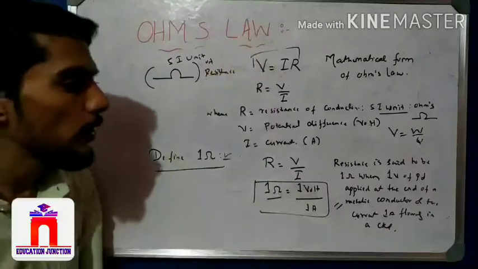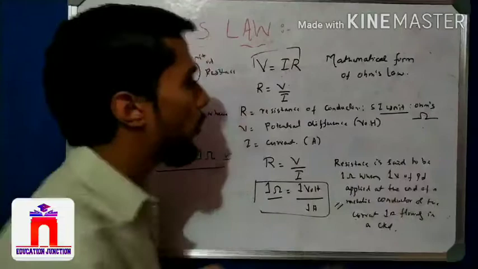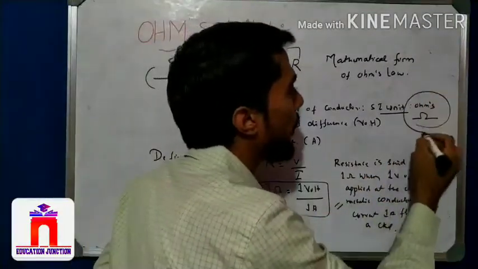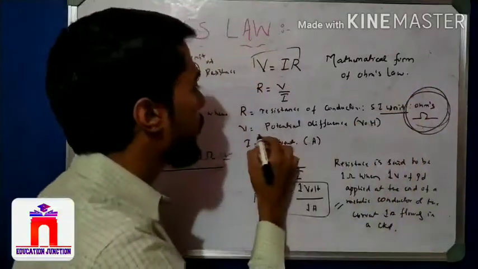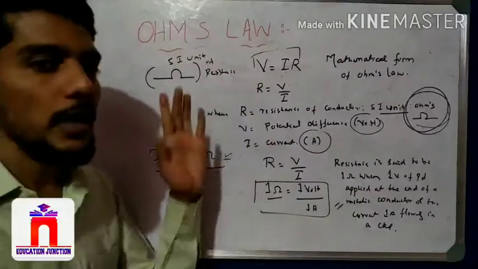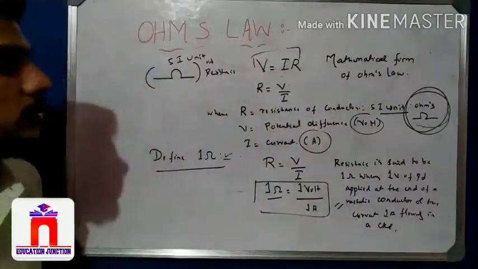So please pause my video and note down all these very important points. Again I repeat: R is resistance, and its SI unit is ohm. Remember, the SI unit of resistance is ohm. Potential difference is in volt and ampere is for current. These units are very important for multiple choice questions. So please write down all these things.